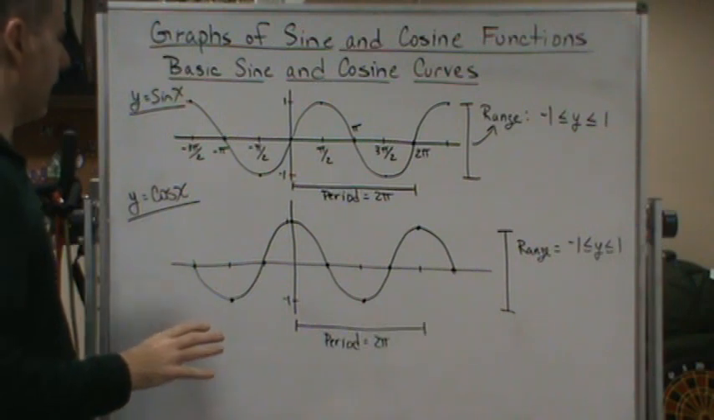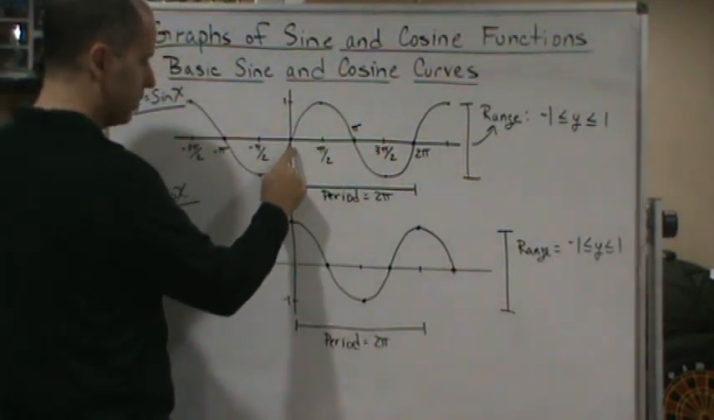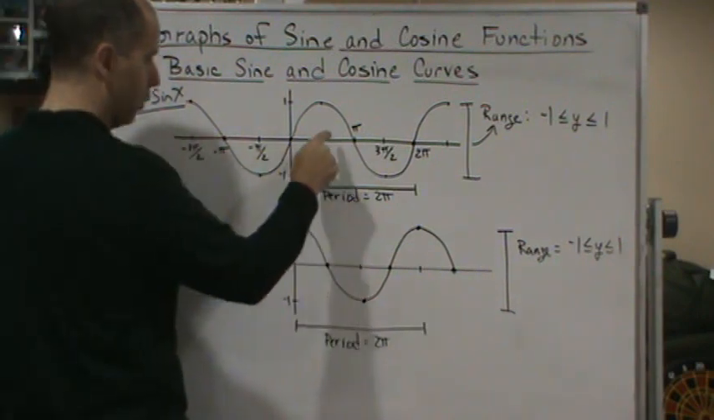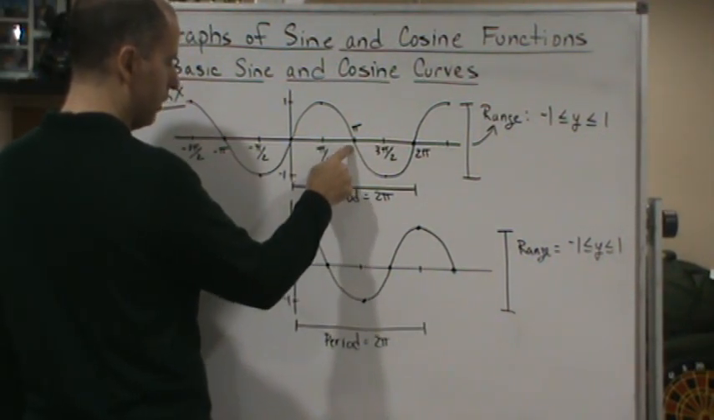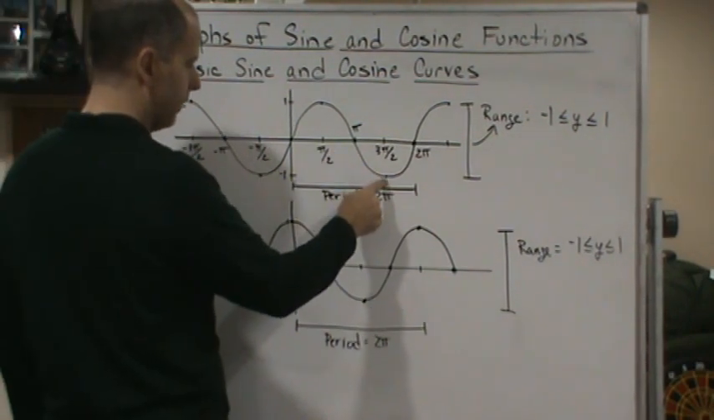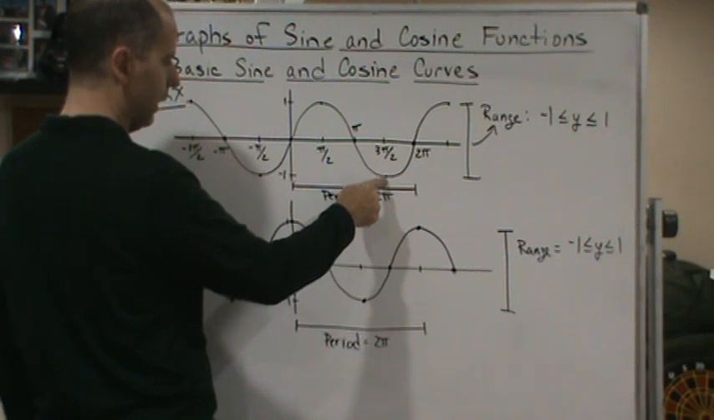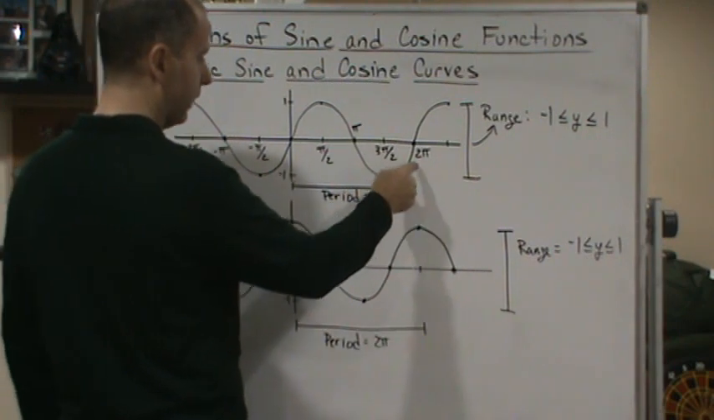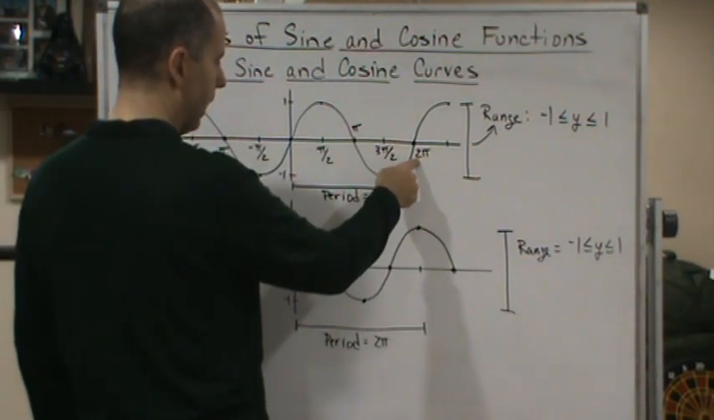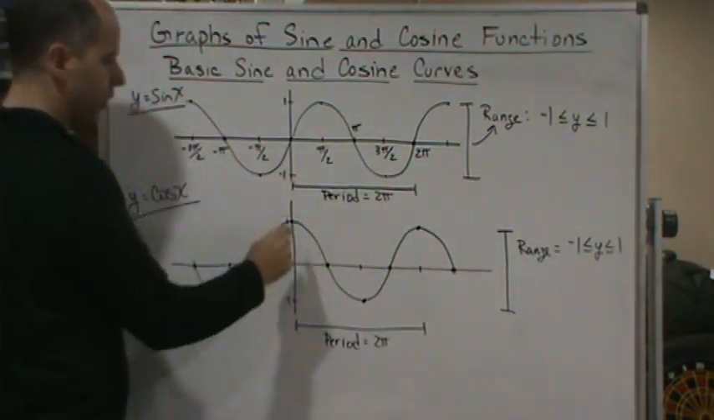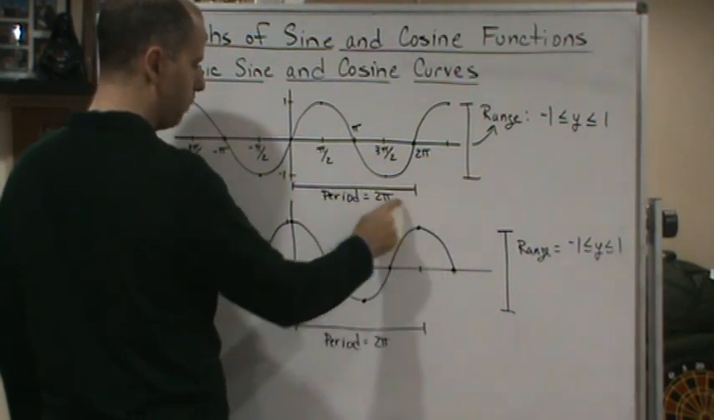Notice how for the sine, we start at the origin and it goes up to pi over 2 comma 1, and then it goes back down to pi comma 0, and then the minimum value is at 3 pi over 2 comma negative 1, and then it comes back to 2 pi comma 0, which is where it started. So this right here is one cycle of the sine curve. So the period, as we've talked about, is 2 pi.